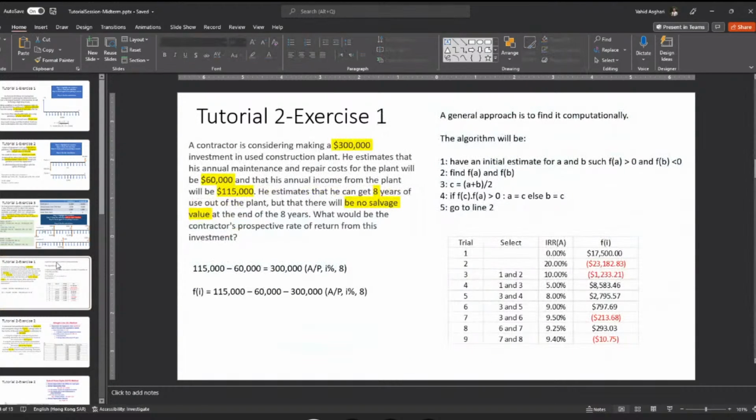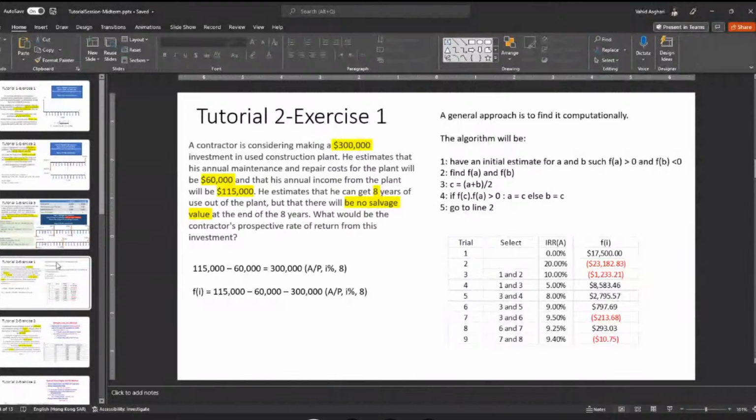Okay, let's go to tutorial 2. Tutorial 2 is basically using those concepts for construction machinery, and it talks about the basic ideas about machines in construction. So the first exercise.